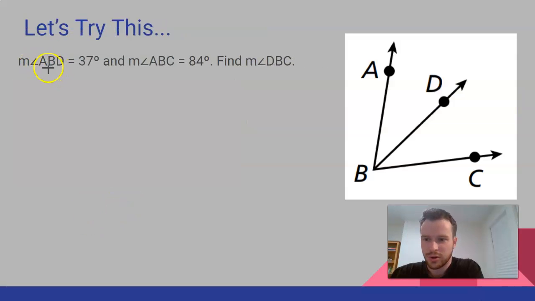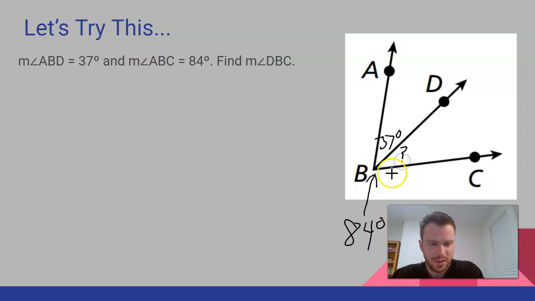So this says the measure of angle ABD is 37 degrees and the measure of angle ABC equals 84 degrees. Find the measure of angle DBC. So angle ABD is 37 degrees. So ABD, that's this angle, 37 degrees. The measure of angle ABC is 84 degrees. Now, is that the other smaller angle or is that the large angle, the whole angle? Well, it looks like it's the whole angle, ABC. So this whole angle is 84 degrees. Find this angle here.